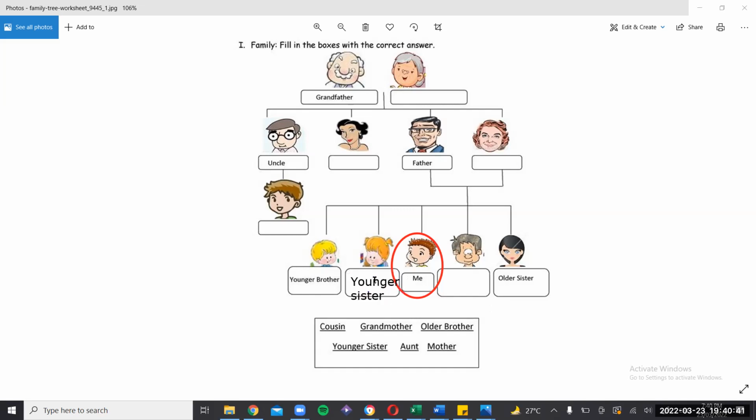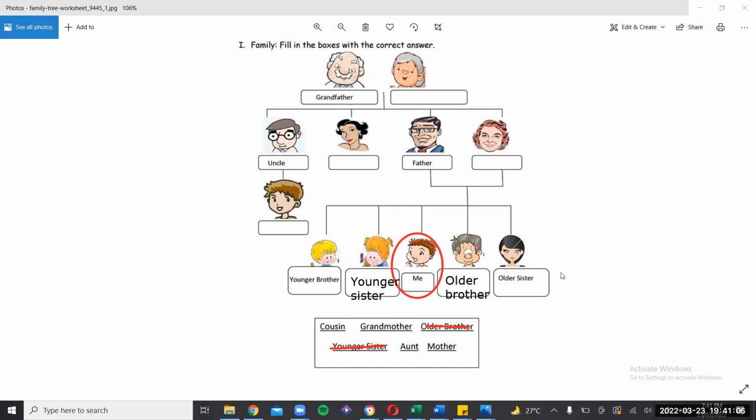So we have younger brother, younger sister. And then in the box, we also have an option, older brother. Older brothers. Right? So let's cross off what we already have. Younger sister, oops. We have younger sister that we had, we have older brother.